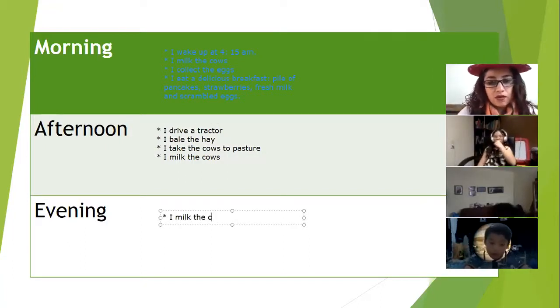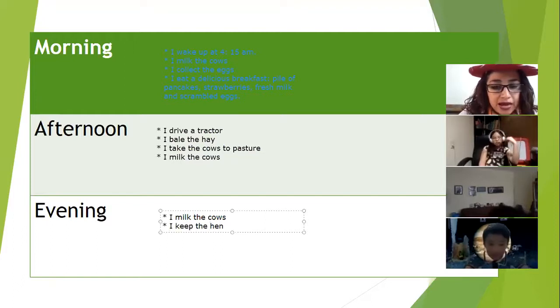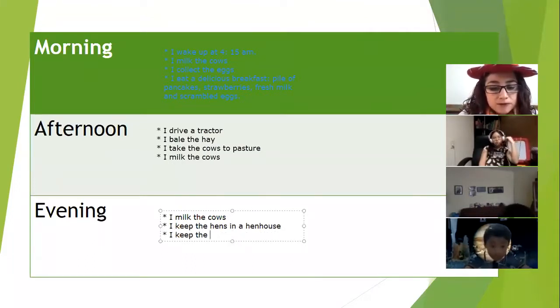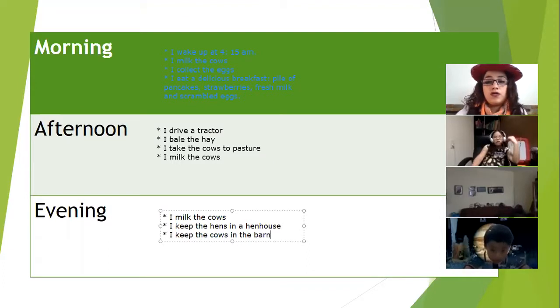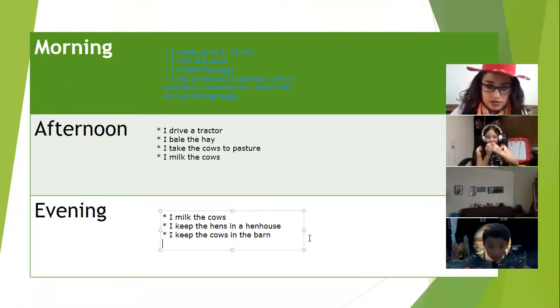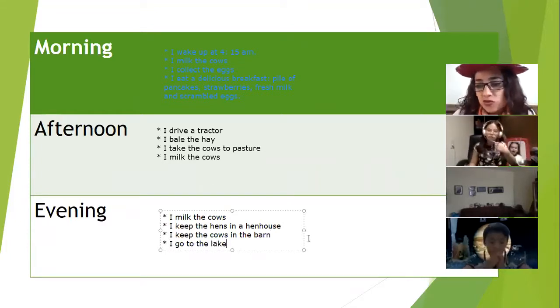Protect the hens. Excellent. Or you can say, I keep the hens in a hen house. Okay, in a hen house. And don't forget, I keep the cows in the barn. Do you remember the word barn? Okay. Yes. Teacher, I think that in the evening also she went to the lake. Uh-huh. I go to the lake. Okay. So we have different activities that you can do on a farm.